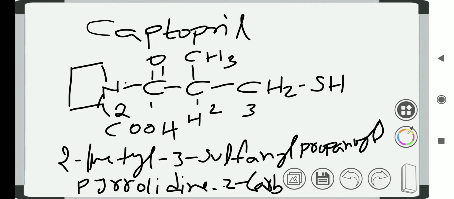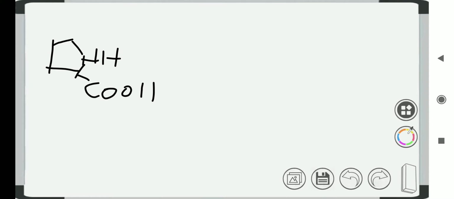Okay, so we have seen the IUPAC name for captopril. Then how do we remember the structure? See here, we know that it will have the pyrrolidine nucleus. So if you have the pyrrolidine nucleus, listen here. Remembering the structure will give you the way to initiate the synthesis also.